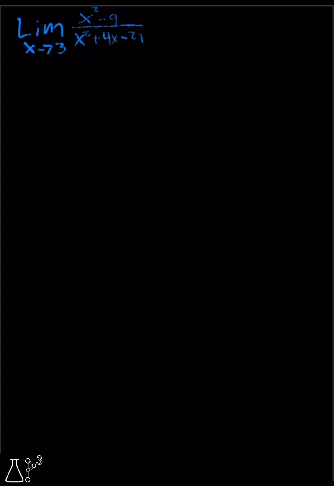Okay, let's do something a little bit different. Let's do this limit question. We have the limit as x approaches 3 of (x squared minus 9) divided by (x squared plus 4x minus 21). So what we want to do for limit questions is, straight off the bat, just plug in 3 for every single x value and see what we get.